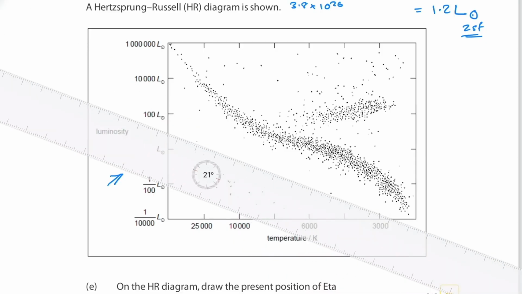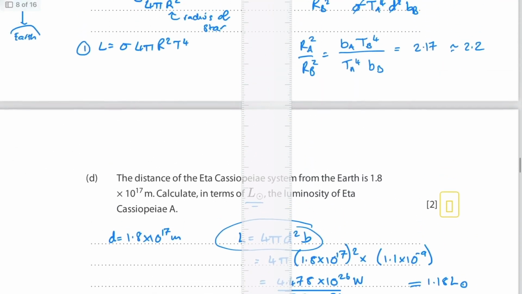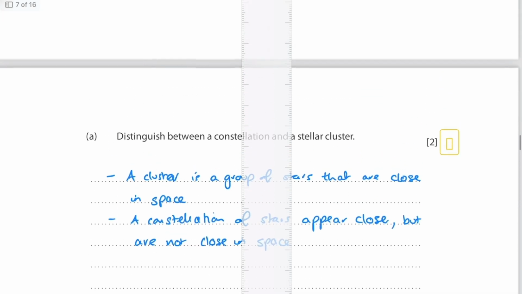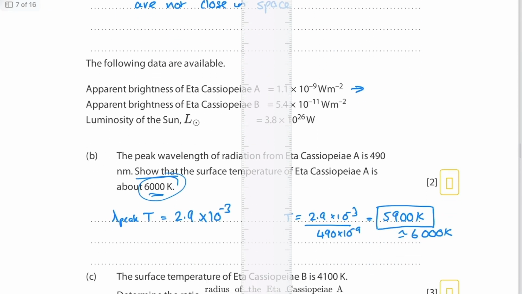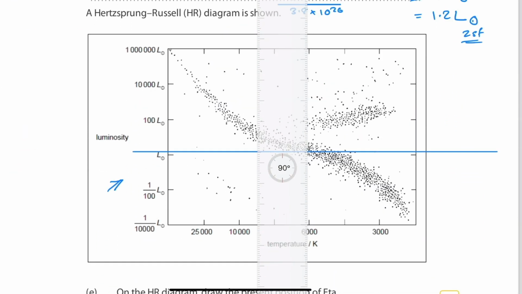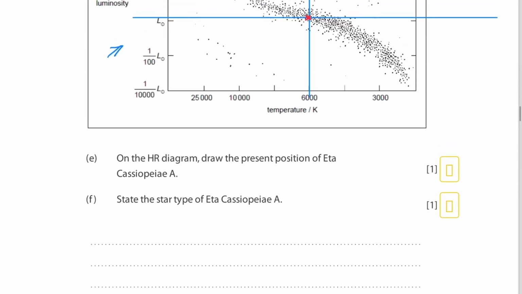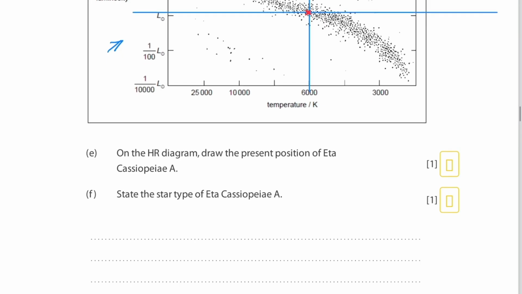You get a ruler and we go to 1.2 times the luminosity of the Sun, which is very close to the luminosity of the Sun. I'm going to draw a line on there. And then we know that the surface temperature of A was, let's go back. Oh yeah, look, surface temperature of A, that's why we wanted to know it, just in case. It was 6,000, so we're going to go to 6,000. And we're going to draw a line there. And that means that the position of Eta Cassiopeiae is here. State the star type of Eta Cassiopeiae A. It is a main sequence star because it's on the main sequence.